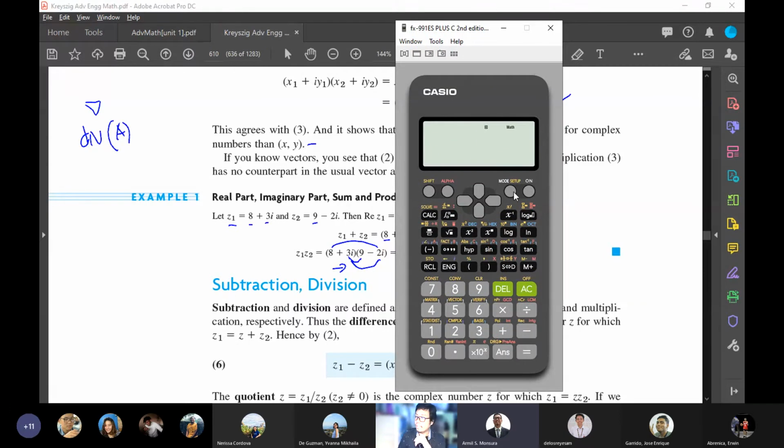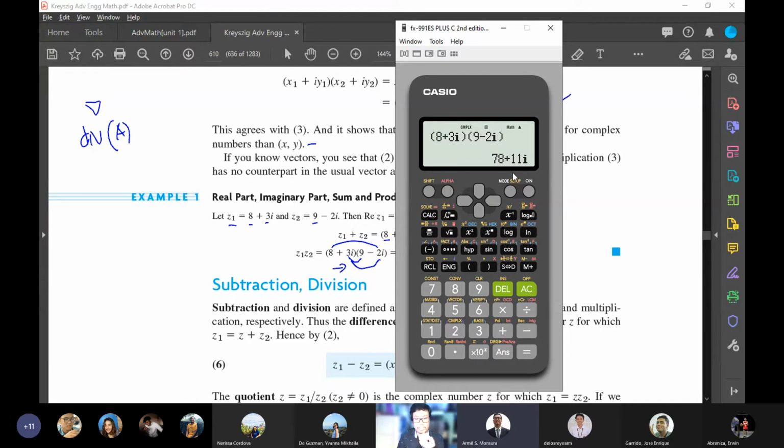So, let's put this in complex mode 2. Then we have 8 plus 3i times 9 minus 2i equals 78 plus 11i. So, you can get that using your calculator. But please do not forget how that was obtained. Please do not forget how you were able to obtain that 78 plus 11i.